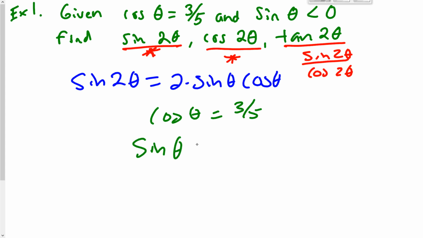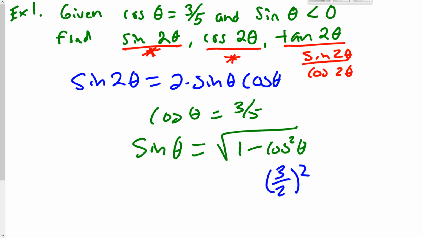Well, sine of theta and cosine of theta are related with the Pythagorean identity, right? Sine squared of theta plus cosine squared of theta equals 1. So we can rewrite that and solve that for sine of theta. And that is the square root of 1 minus cosine squared of theta. So that means I've got to square my cosine, which I do know is 3/5. So I'm going to square this. Then I'm going to subtract it from 1, and then I'm going to square root that.